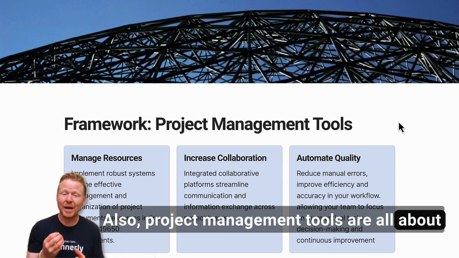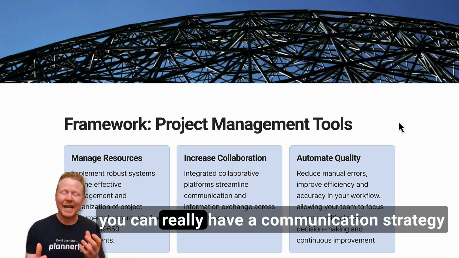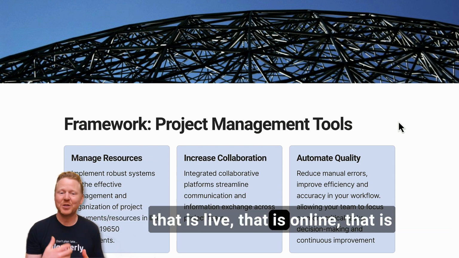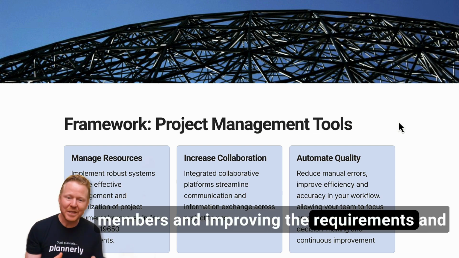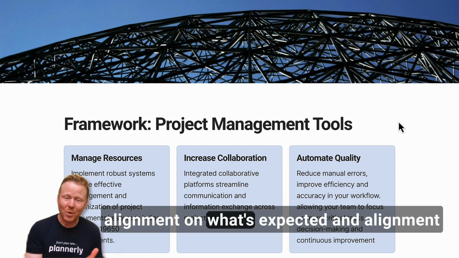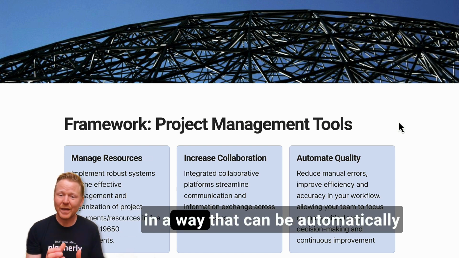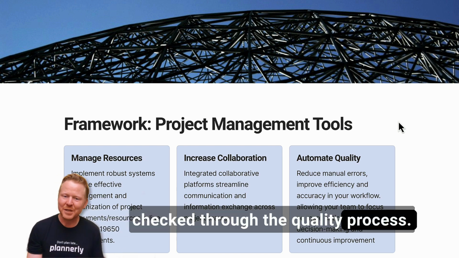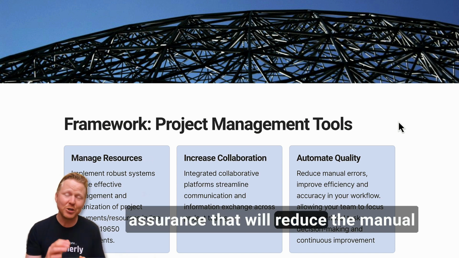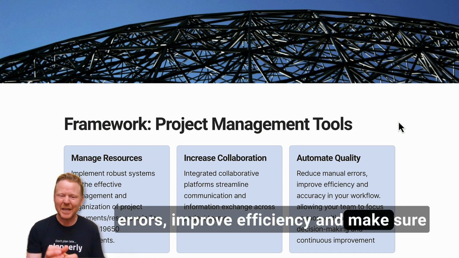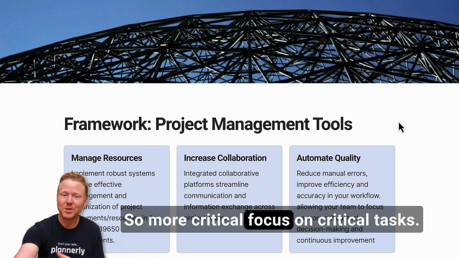Also, project management tools are all about helping to increase collaboration, bringing multiple parties into the same place so that you can really have a communication strategy that is live, that is online, that is continuously getting feedback from team members and improving the requirements and improving the delivery so that you can get alignment on what's expected and alignment on delivery. And then as you're delivering, hopefully those requirements have been set up in a way that can be automatically checked through the quality process. So this is really where you start to try to identify automation in the quality assurance that will reduce the manual errors, improve efficiency, and make sure that you can actually focus on team decision-making tasks and continuous improvement. So more critical focus on critical tasks.